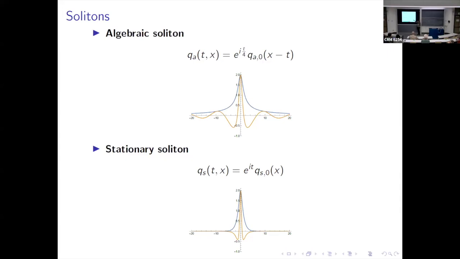The other important soliton solution of DNLS is the stationary soliton, which has a profile that doesn't travel, stays stationary, and just oscillates in time. Again, the blue is the real part of the initial data, and the orange is the real part of the solution at a later time. So it doesn't move, it just oscillates. Okay, so I have solitons. It's a focusing equation. I should be quite scared.